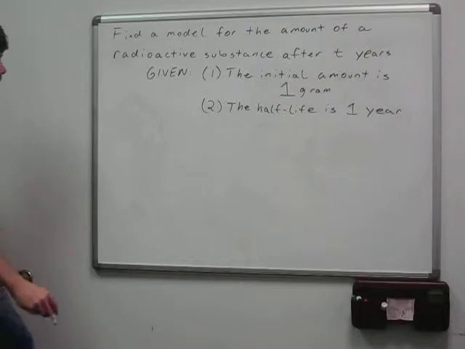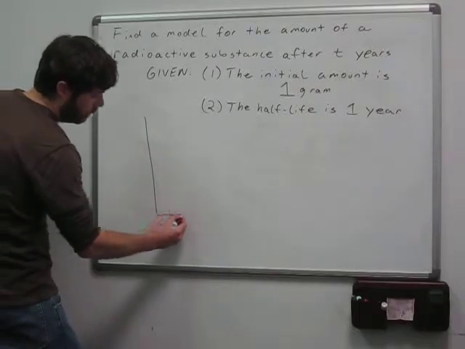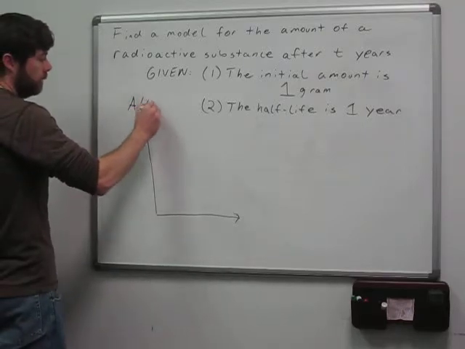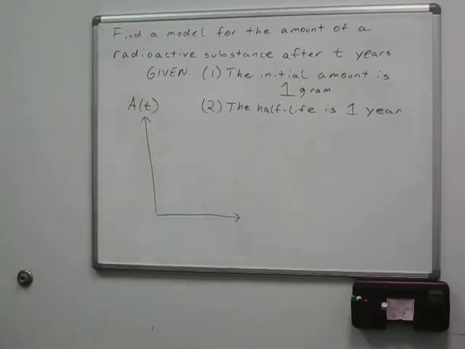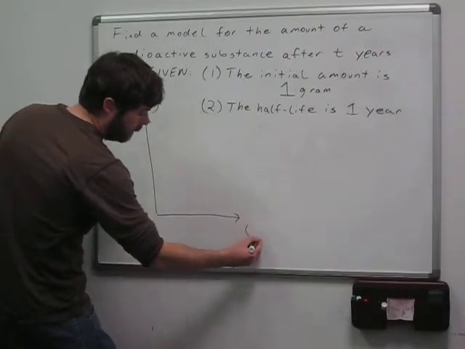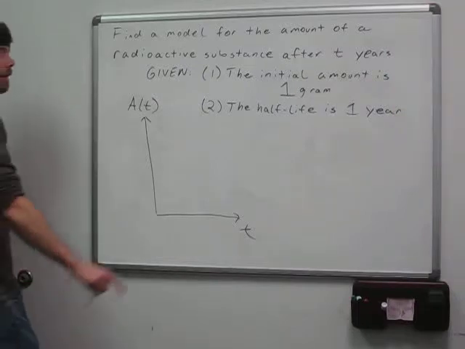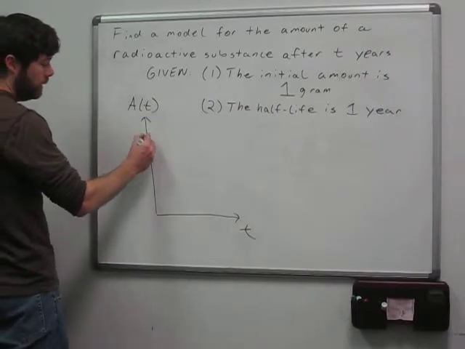Just like the first video, we are going to plot some points in the coordinate plane just to see what points the graph of our model must pass through in order to adequately represent the behavior. On the vertical axis, we'll put the amount of the substance in grams. We'll use A of t for that axis, and on the horizontal axis, we'll use our variable t, which will be in years.